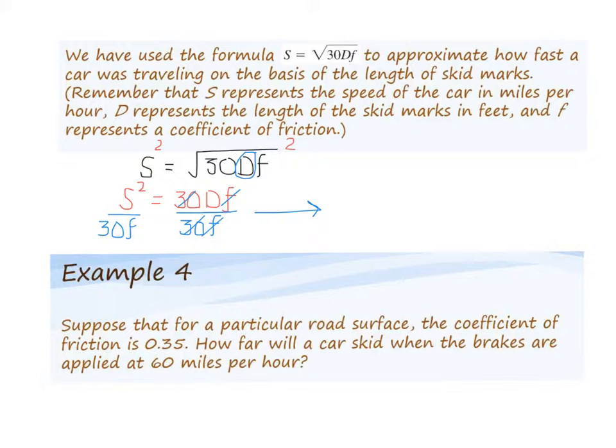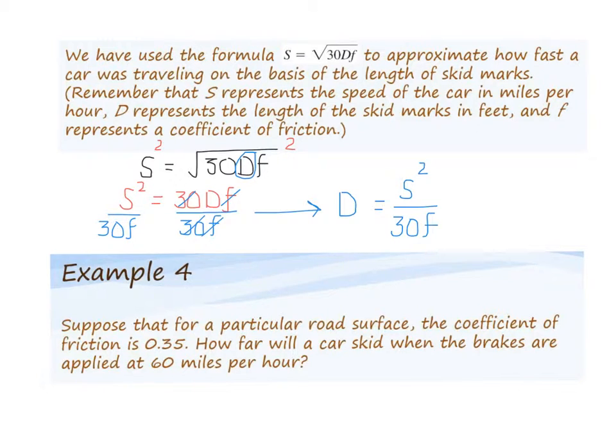So now we know that the distance or length of the skid, or distance that is necessary to leave between our car and the car in front of us in order to be able to stop in time, is equal to the speed squared divided by 30 times the coefficient of friction. So it's the same formula, but now it's solved for D in terms of F. So now we can use it to answer this last question.